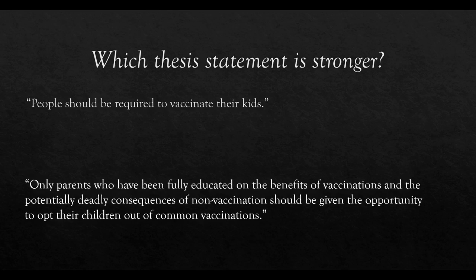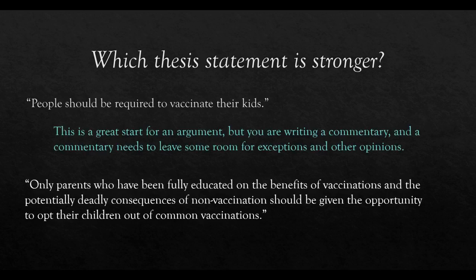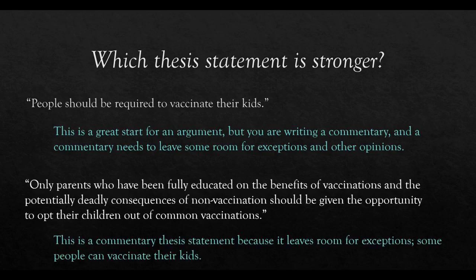Which one is stronger? Well, if we look at the first one, this is a great start for an argument, but you are writing a commentary, and a commentary needs to leave some room for exceptions and other opinions. This is a commentary thesis statement because it leaves room for exceptions. Some people can vaccinate their kids. Not saying that all people should be able to opt out, because it has a very specific type of person that's allowed to opt out. So it gives really strict parameters, and it has details and specifics.